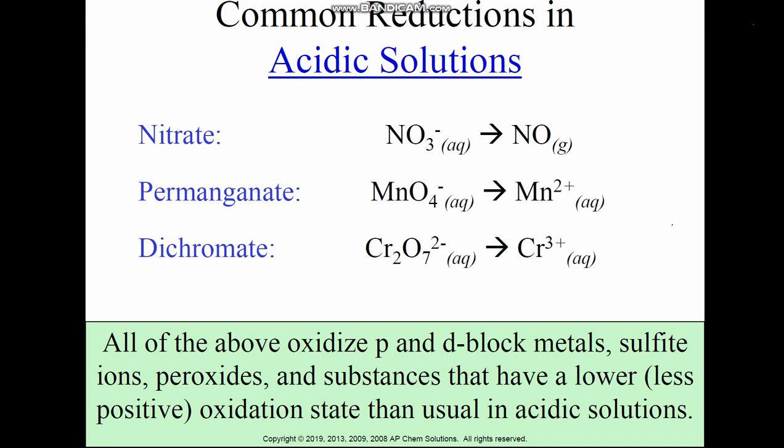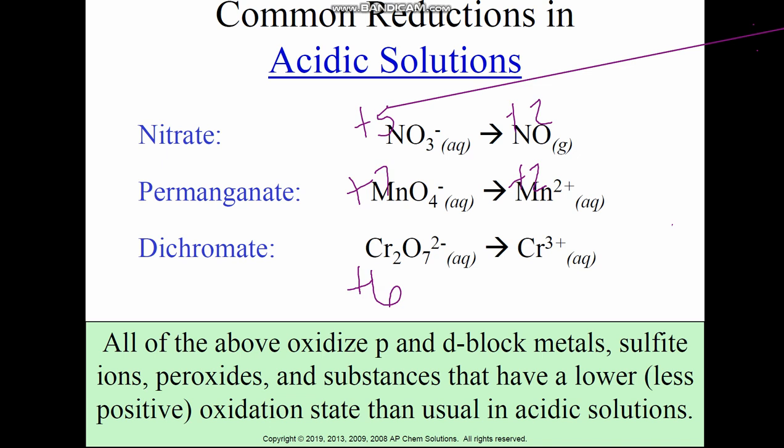Just as a quick thing, in this particular one, nitrate has a +5 and it is going to drop to a +2 here. In permanganate, manganese has a +7 oxidation number and it drops to a +2. And here chromate has a +6 which drops to a +3. All of these are very high and they drop to more appropriate oxidation levels. These oxidation numbers have to be memorized. I would suggest doing some note cards to get these down.